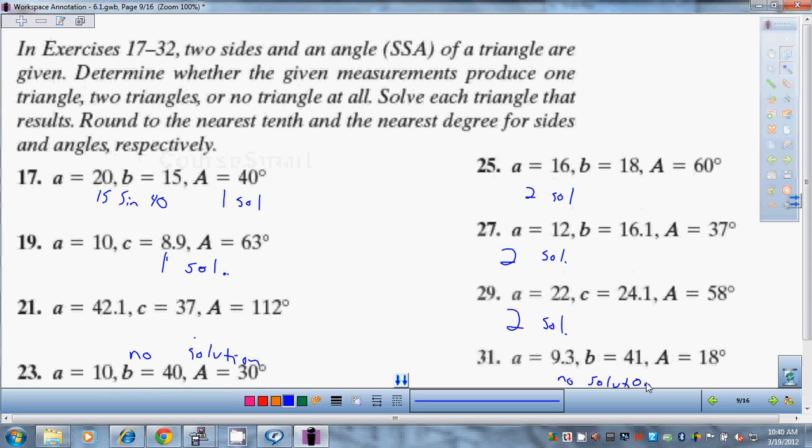What was this whole problem? Where did it come from? It came from where you were looking for an angle that might be obtuse. Well, if they've given us an obtuse angle, there's not going to be another one.